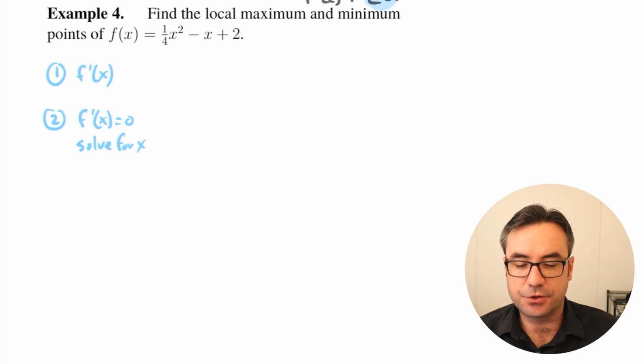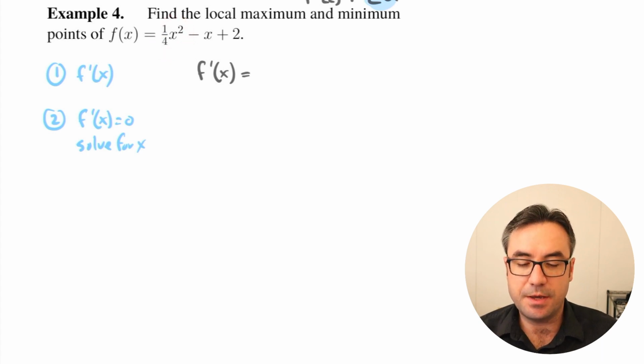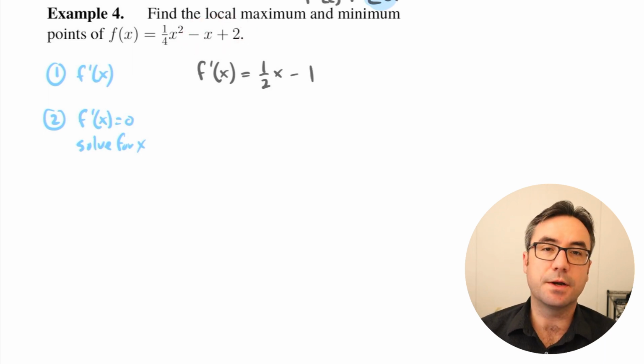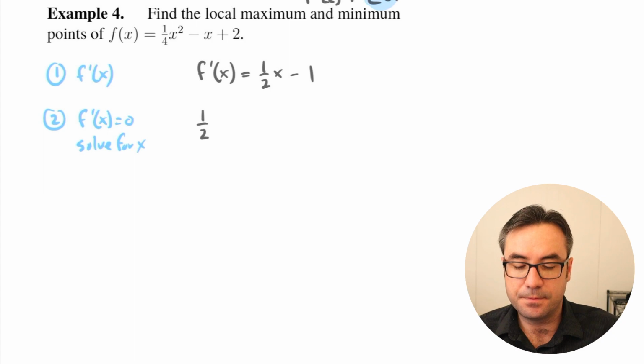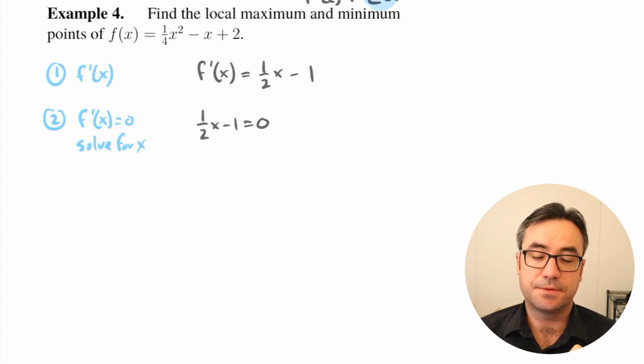All right, so let's get our first derivative. So we differentiate. Derivative of the first term is going to be 1/2 x. And then derivative of the remainder here is going to be minus 1. So there's our first derivative. And then we're going to set this first derivative equal to 0, and we're going to solve that equation for x.